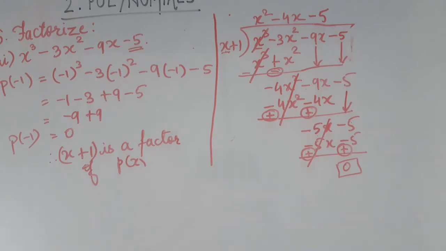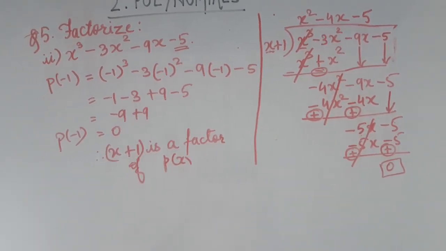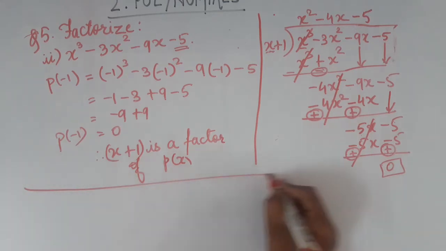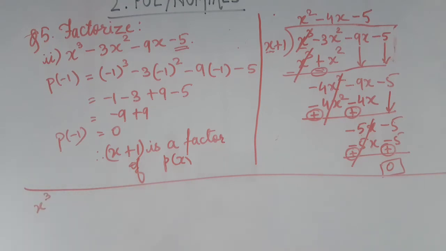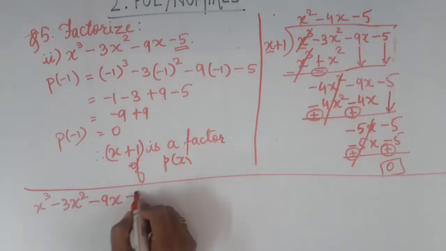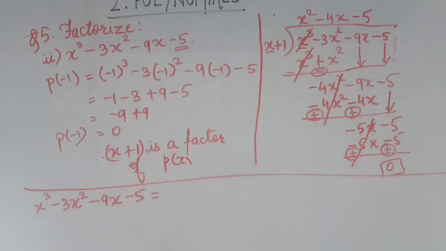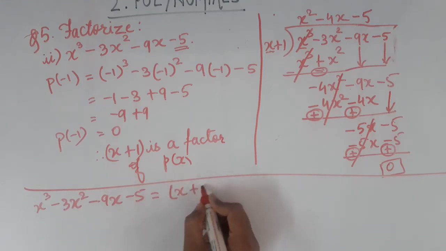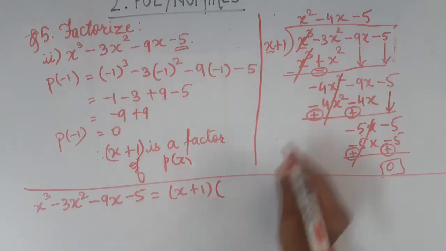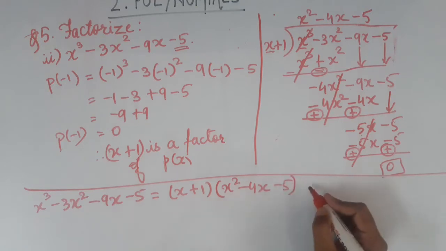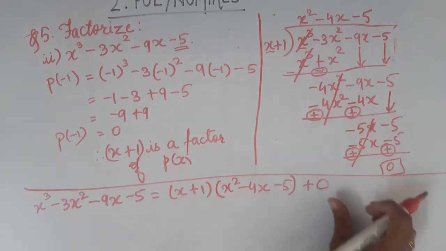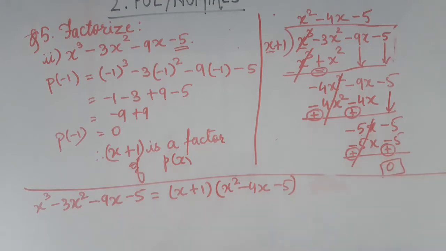Now after this, write your question as dividend is equal to, what is your dividend here? This one, x cube minus 3x square minus 9x minus 5 equal to the divisor x plus 1 into quotient. What is your quotient there? x square minus 4x minus 5 plus remainder is 0. So even if you don't write that plus 0, doesn't matter. Clear?